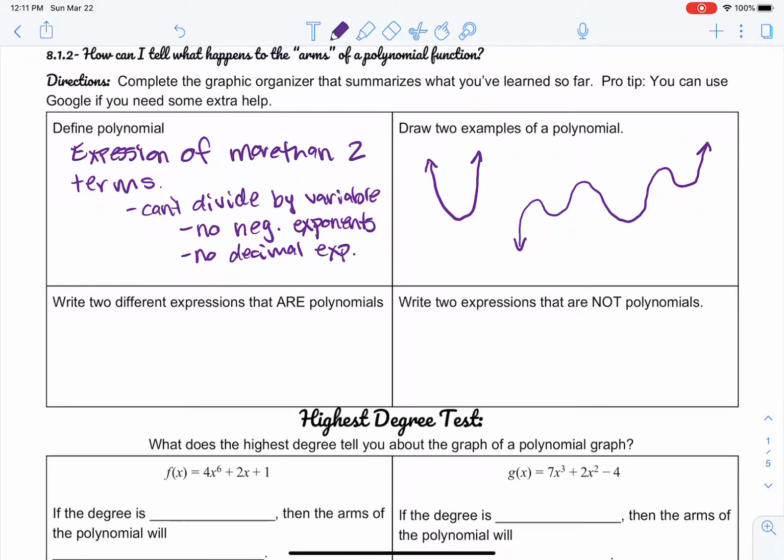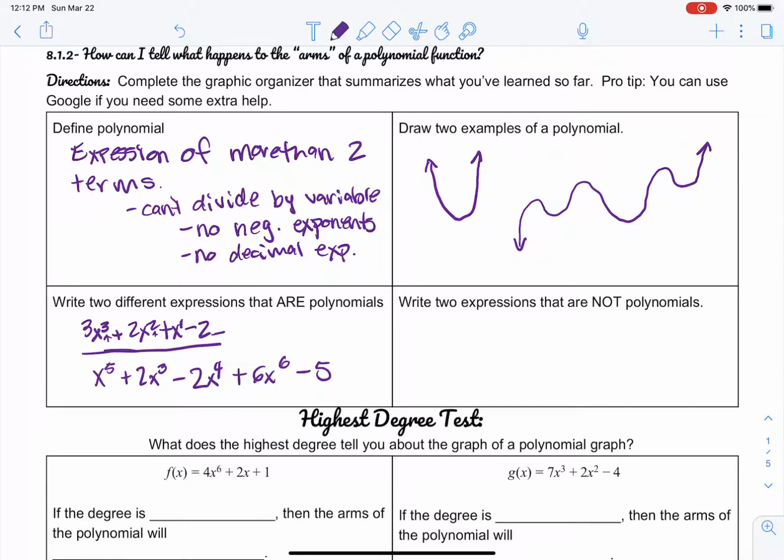So two different expressions that are polynomials, you could have something like 3x cubed plus 2x squared plus x minus 2. That's a polynomial. Notice we have 4 different terms there. You could have x to the 5th plus 2x to the 3rd minus 2x to the 4th plus 6x to the 6th minus 5. And notice in this first example, this is in descending order. We started with the greatest exponent value of 3, went to 2, then this is a 1 right here, and then no variable at all. So that's in descending order.